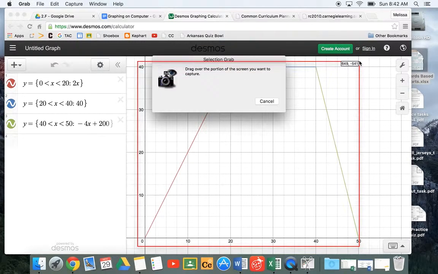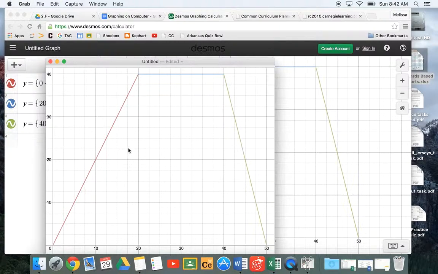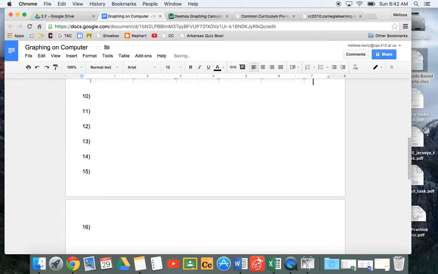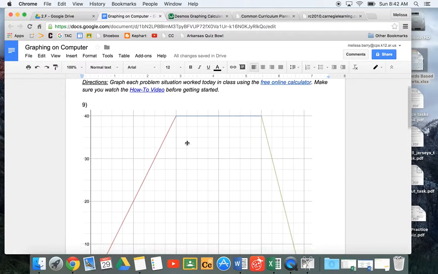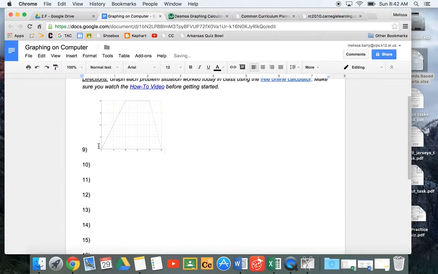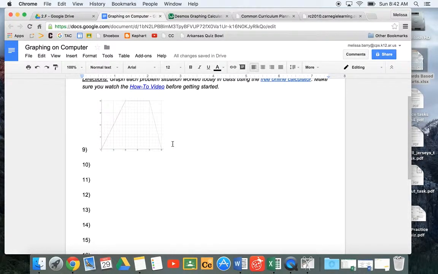So when you screenshot yours, it automatically copies it for you. And then you come back over here to the assignment, go to the number you're working on, and hit paste. Now this is rather large, so you can go ahead and cut that down a little bit if you want. I just need to see the basic outline of it that you did it correctly. Okay.